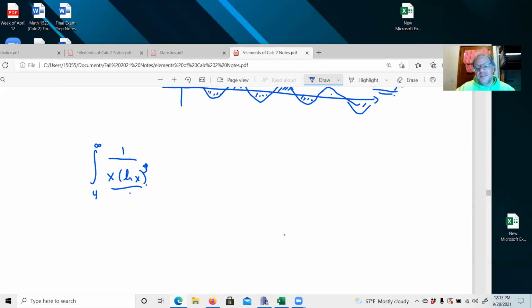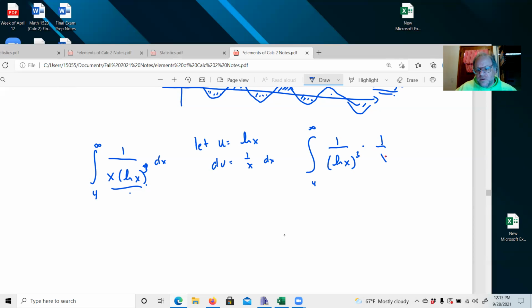because if you're not used to this problem, it's going to look scary. But what we're going to do is say let u equal ln x, du is equal to 1 over x dx. So let's take a look at what we have here. We have 4 to infinity. We have 1 over ln x cubed times 1 over x dx.